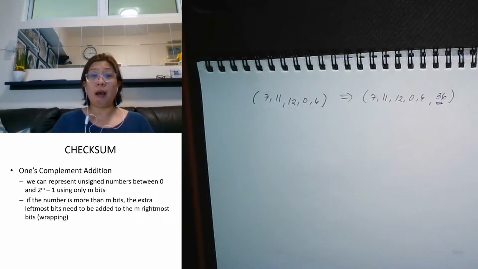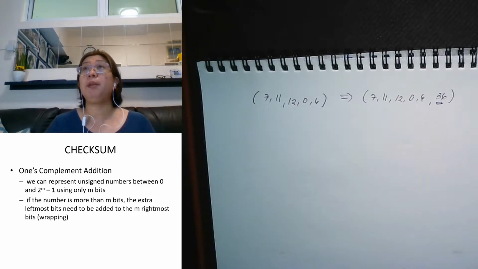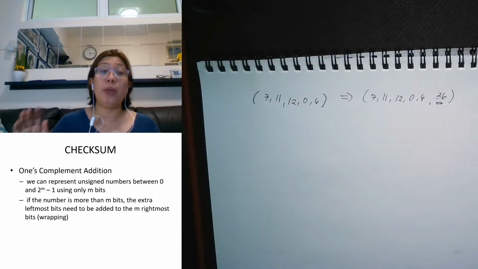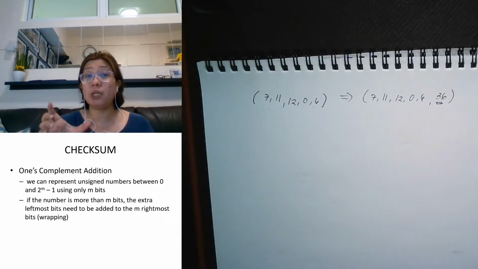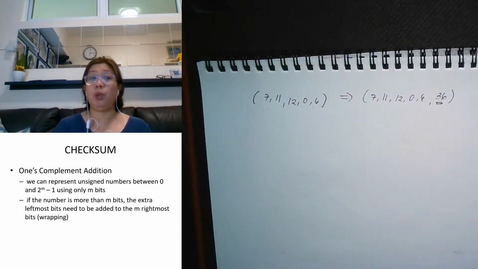One solution is to use ones complement arithmetic. We will be using the ones complement addition. So how do we do this? We can represent unsigned numbers between 0 and 2 raised to m, where m is the original number of bits in each message, using only m bits. If the number is more than m bits, the extra leftmost bits need to be added to the m rightmost bits. This term is what we call wrapping.